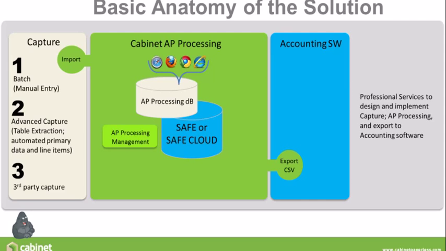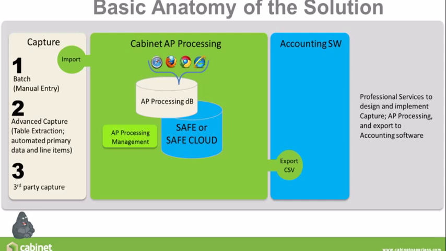Or secondly, you could use Advanced Capture. It's a component of Cabinet's AP solution that we're going to demonstrate today, which uses table extraction to capture the primary data and line item data and place it into a file for import into the Cabinet Safe system. This automates data entry, helps decrease any data entry errors.